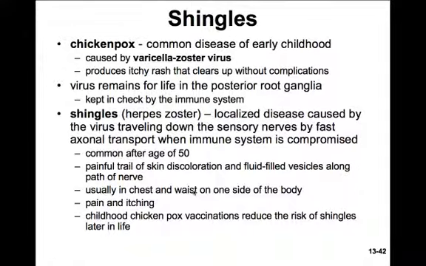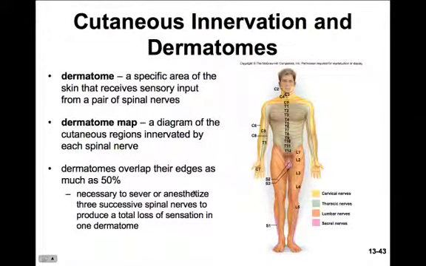Another great possible topic. Each spinal nerve, except for cervical 1, receives sensory input from a specific area of the skin called a dermatome. A dermatome map is a diagram of the cutaneous regions innervated by each spinal nerve. Such a map is oversimplified, however, because the dermatomes overlap in their edges as much as 50%. Therefore, severance of one sensory nerve root does not entirely deaden sensation from a dermatome.